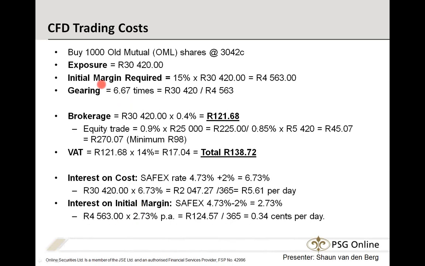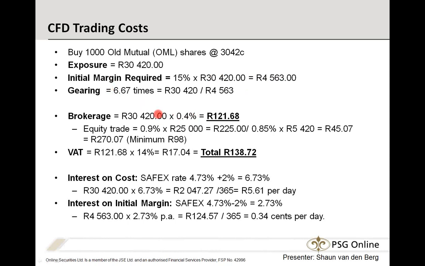As an example, you want to go buy 1,000 Old Mutual shares, okay, at 30 rand 42, this was yesterday. Your exposure would have been roughly about 30,000 rand if you had bought equities. In this situation, being a top 40 stock, you need to put on 15% of that 30,420 rand, so you only need to put on 4,563 rand. So your gearing is 6.67 times. So that's where it gets exciting.